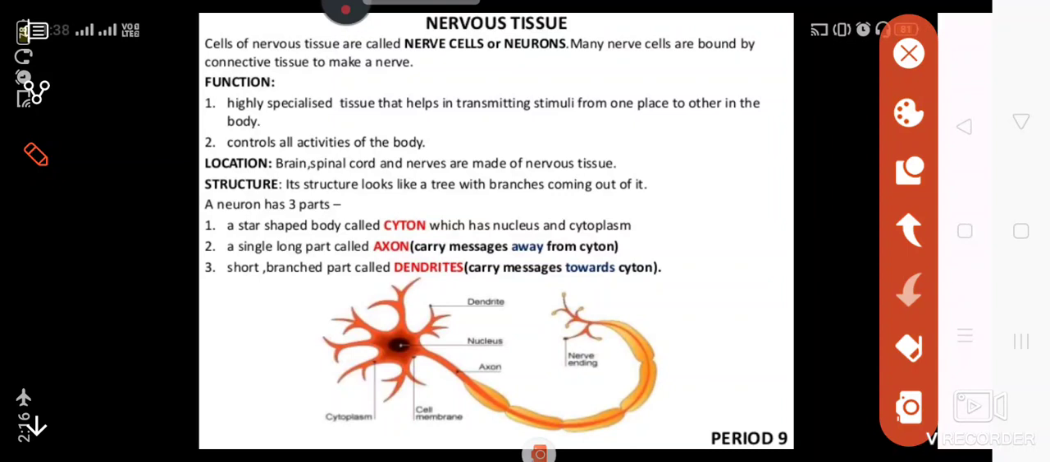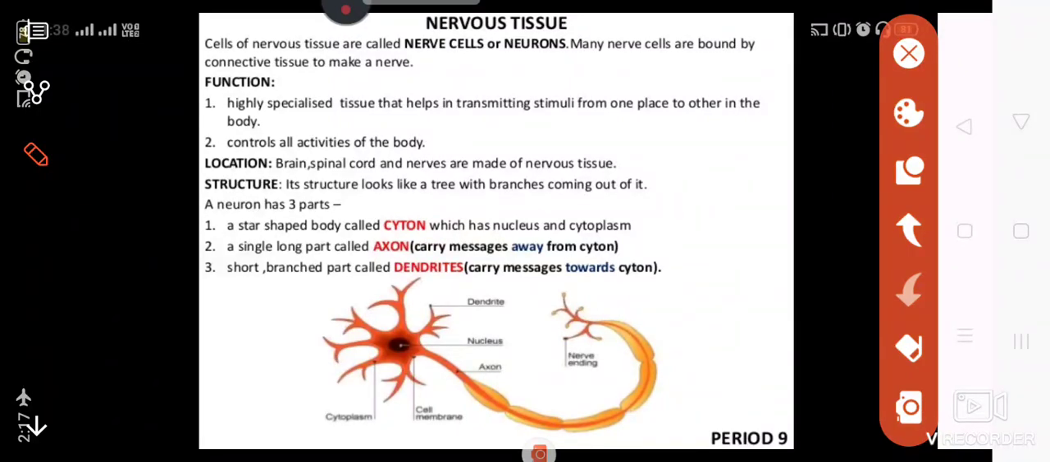Location wise, these are present in the brain. Your brain is made up of many kinds of neurons. Millions of neurons are present in your brain. The spinal cord, which is present in the vertebral column, is also formed by nervous tissue. We will study these structures in class 10th. And the nerves present in your hand, your leg, and your internal structures are also made up of nervous tissue, or neurons.